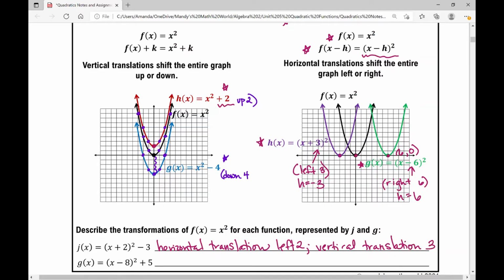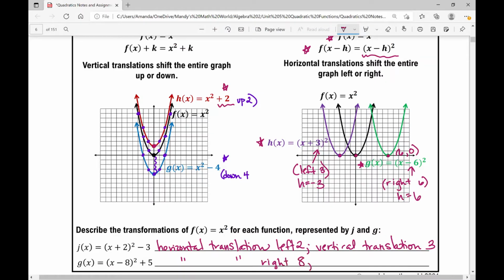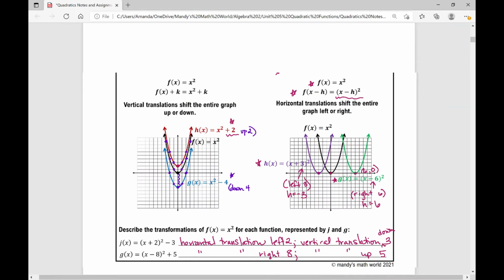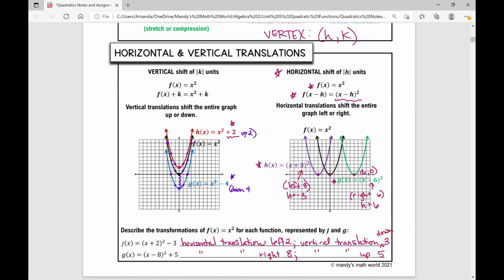Let's look at the next function. G of x equals (x minus 8) squared plus 5. You have a horizontal translation, right 8. Then you have a vertical translation. Oh, whoops, I'm sorry. This should say down 3. You have a vertical translation, up 5. Okay, so that's what's happened to our parent function.